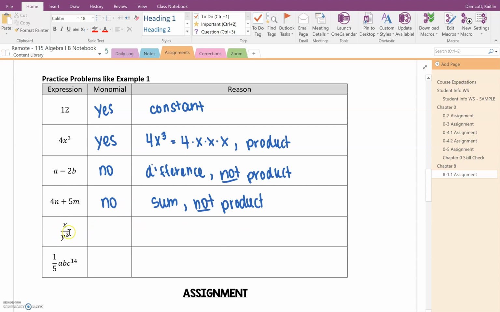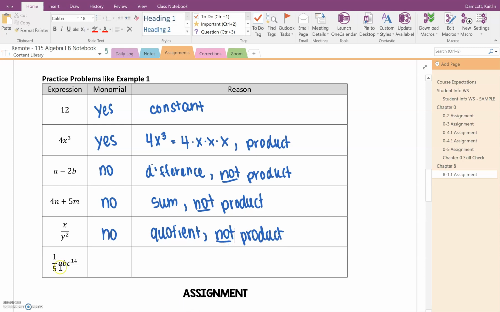Now in the next one, we have x over y squared. When you read this, anytime you see a fraction, you should be thinking, okay, that's kind of like division. So x divided by y squared. Asking yourself, is it a number, a variable, or a product? No. This is showing a division problem. So this is a quotient, not a product. So that is why it's not a monomial.